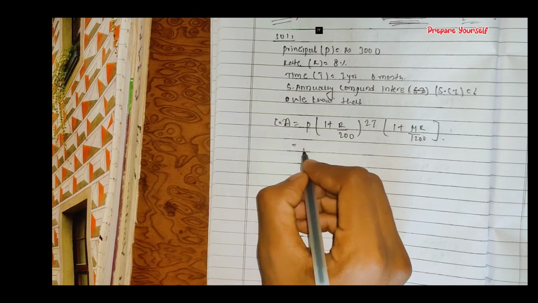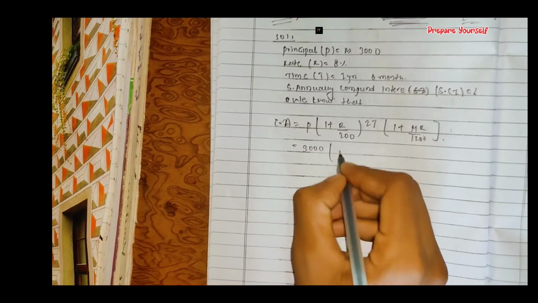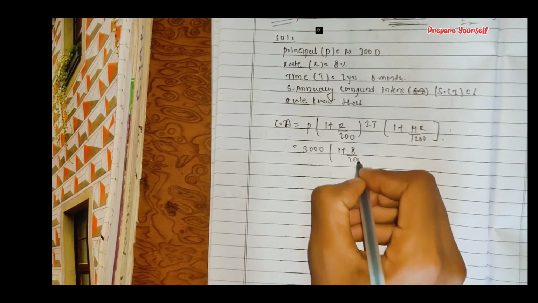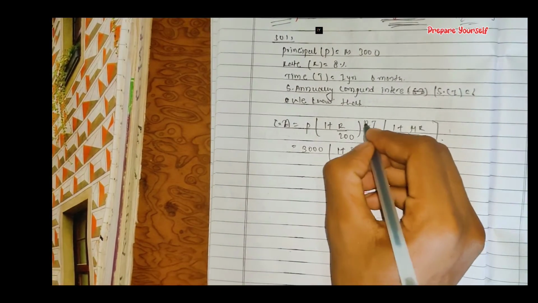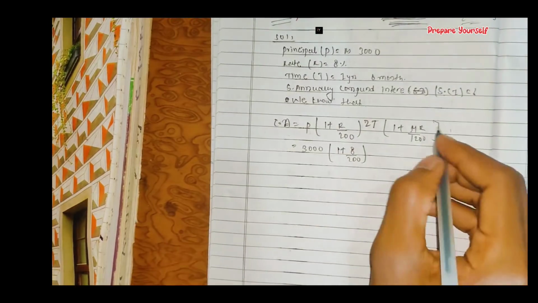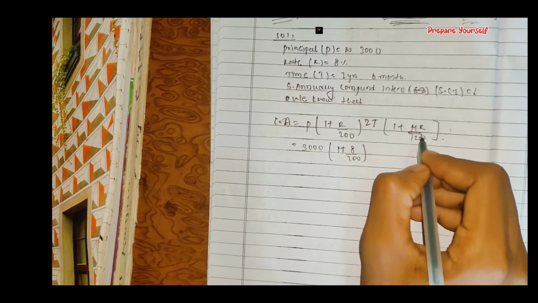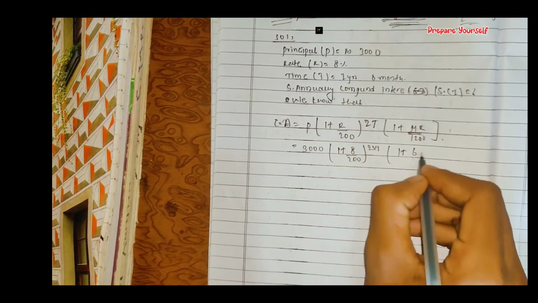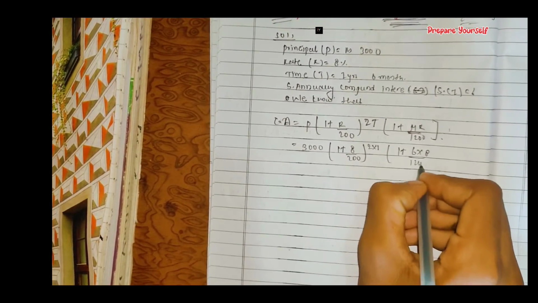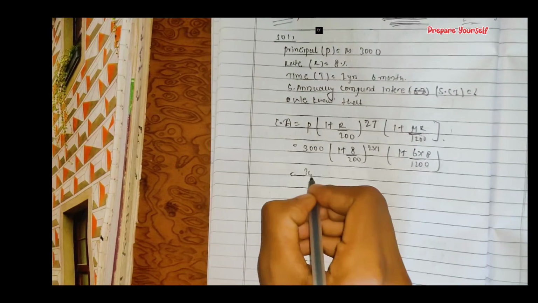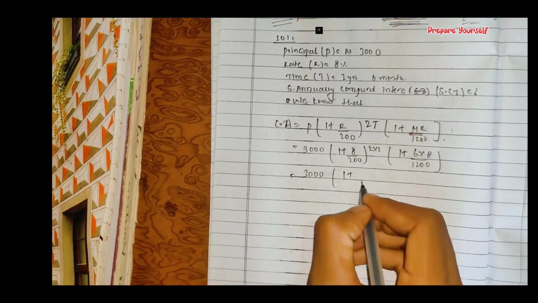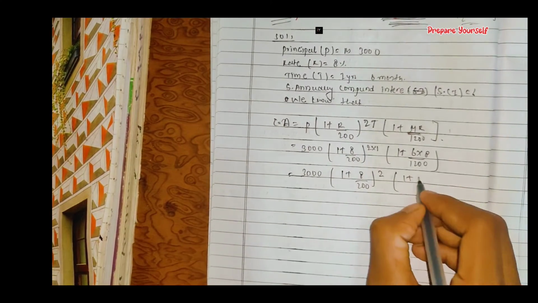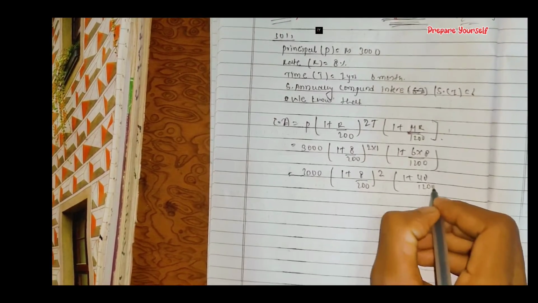So the principal is 3000, and the rate of interest is 8 by 200, and the time in years is written here. Here we have to write the time in months. The year is 1 year, so 2 into 1, and the month means 6 into rate of interest 8 by 1200. So 1 plus 8 by 200 squared, times 1 plus 48 by 1200.